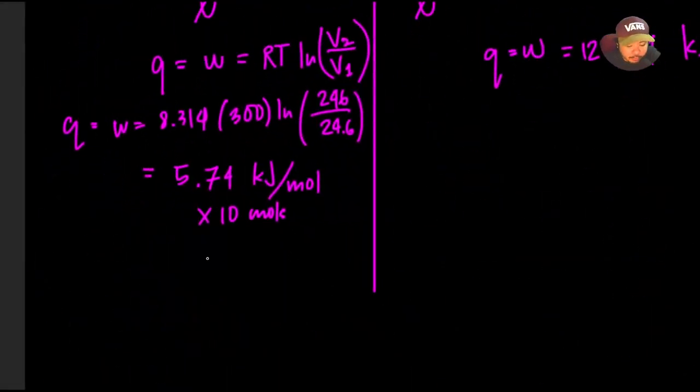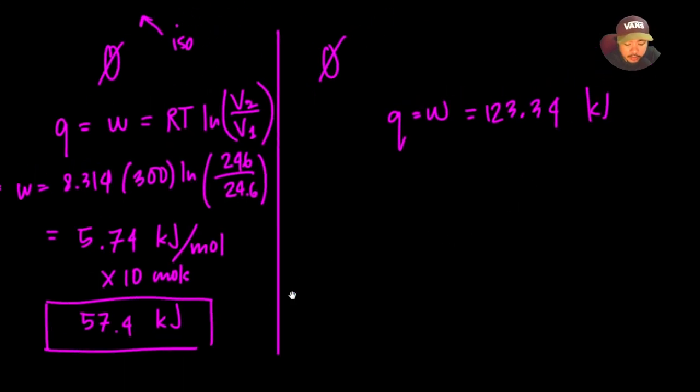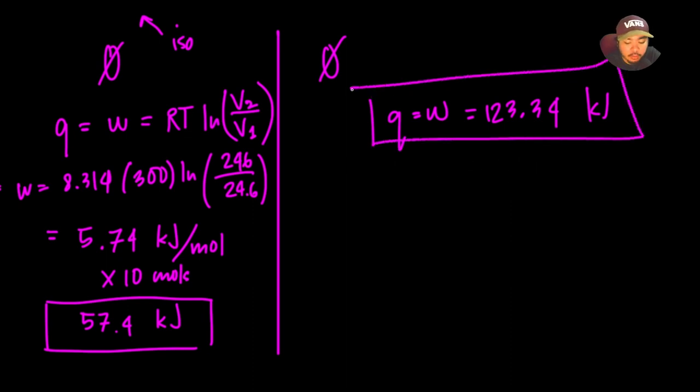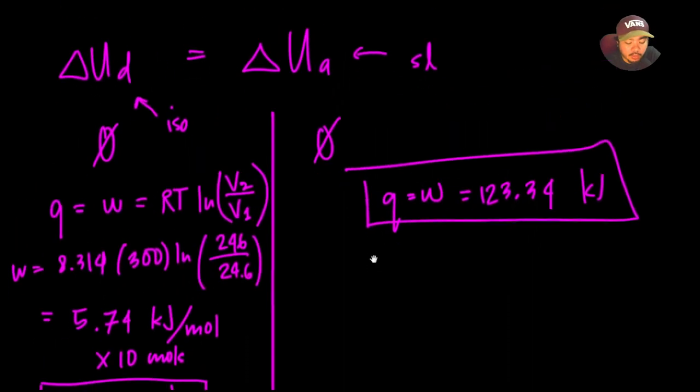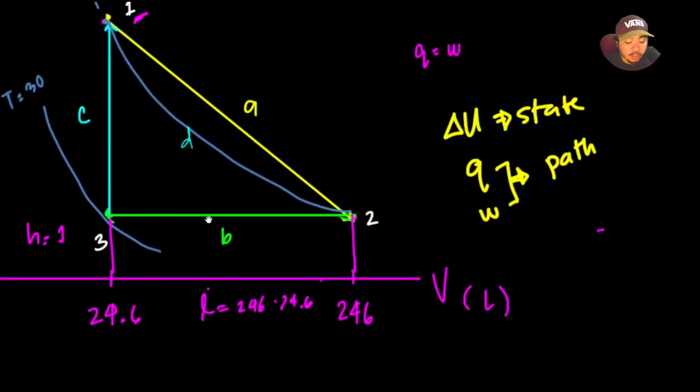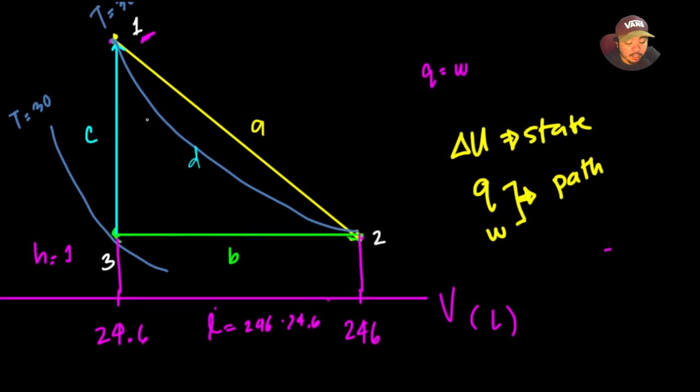Okay? So if we multiply that by 10, that should give me 57.4 kilojoules. Okay? So if you compare that, let's compare this to 1, 2, 3, and 57.9. So, graphically, mas mababa talaga yung isothermal and numerically, when you compute the values, mas mababa din talaga siya, which proves na merong path dependency ang Q and W.